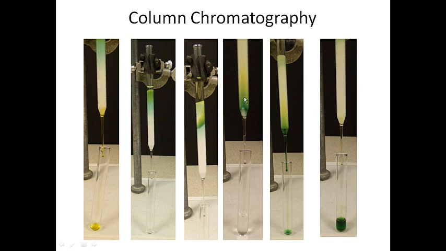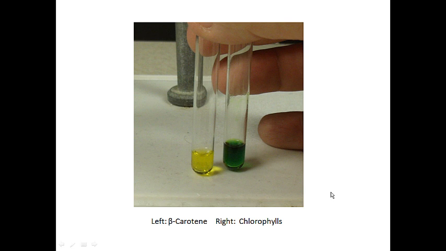And as it elutes those down the column, when the green band just gets to the point where it's going to come off the column, you're going to put a new test tube on there and collect the green band. And at the end, after all the acetone has flowed through, and you may need to add some more acetone, you're going to elute the green band completely off the column. So in the end, you're going to have the carotenes in one test tube and the chlorophylls in the other.